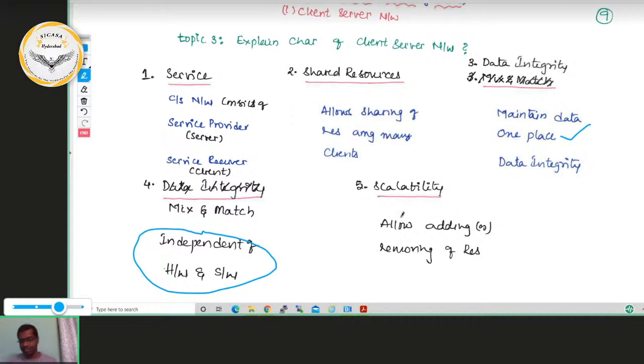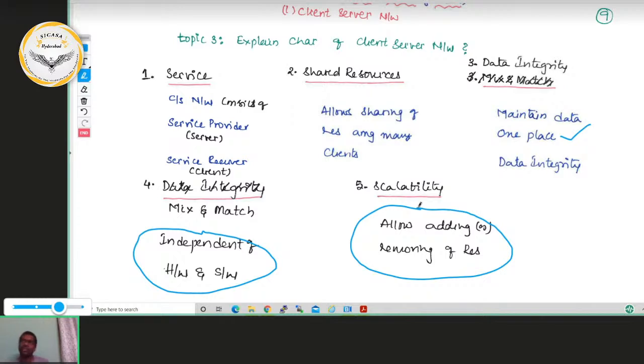And the last one is called scalability. So what do you mean by scalability? Scalability is nothing but it should allow adding and removing of resources easily. What do you mean by adding and removing of resources? For example, if I want to connect a computer, I have to easily connect the computer. If I want to remove the computer, I can easily remove it. That is called scalability.